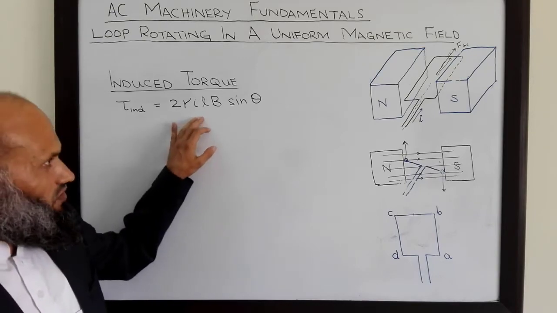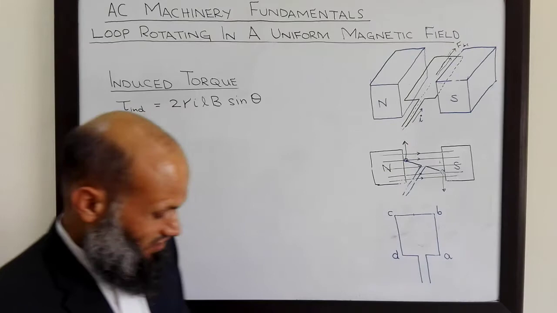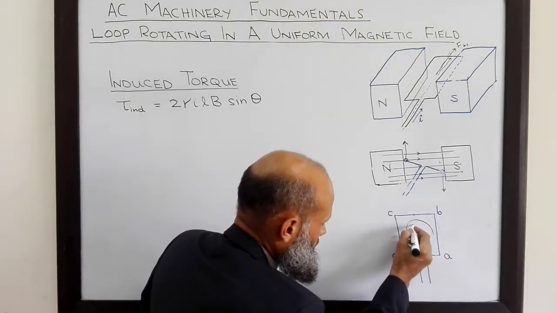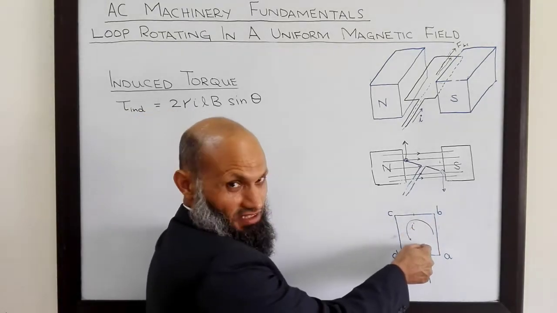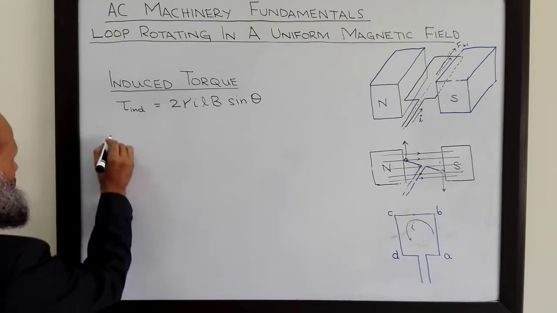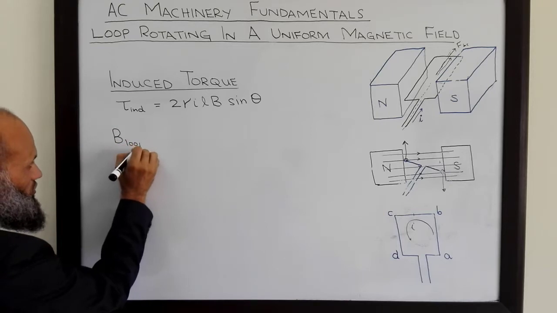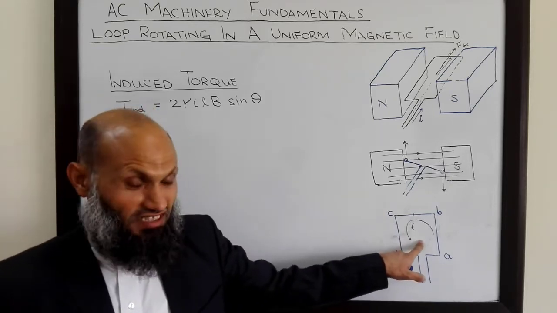So what we observe is that current I is flowing in this coil. Current I will be flowing in this direction, and we know that a current carrying conductor has a magnetic field around it. So therefore, due to this current in this coil, a magnetic field will be created. So let's denote that magnetic field and flux density by B loop. The flux density due to magnetic field of current in the loop.